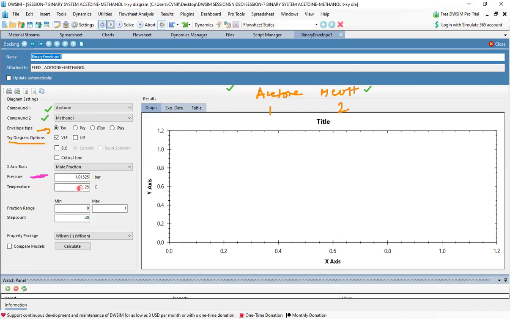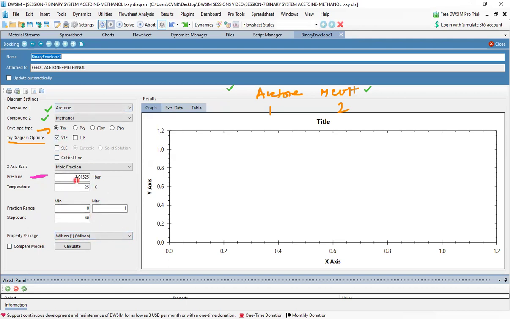Okay. Temperature, we are not actually bothered. We leave it as it is. The fraction range is 0 to 1. See, the fraction minimum is 0, maximum is 1. Step count is saying 40. Step count can be less also, but the curve will not be smooth. Okay. Now the property package is Wilson. Now we are ready to plot TXY.